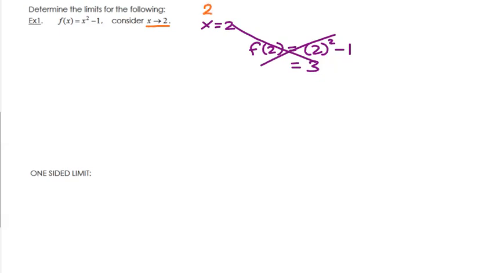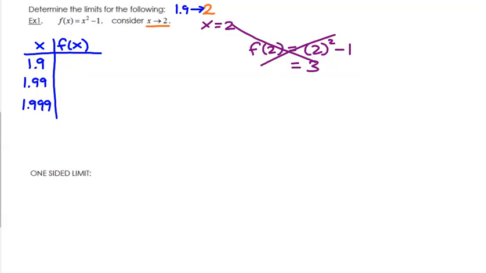So I have my 2 right here, and why don't we start to approach 2 from the left hand side? So I'm going to start approaching from the left hand side, maybe at something like 1.9. That's pretty close to 2, but is on the left hand side of the number line of 2. So I'm going to start to create a table where I sub in a lot of values that are getting closer and closer to 2. Now all I'm going to do is sub in those numbers wherever I see an x in the function, and I'm going to calculate my answer.